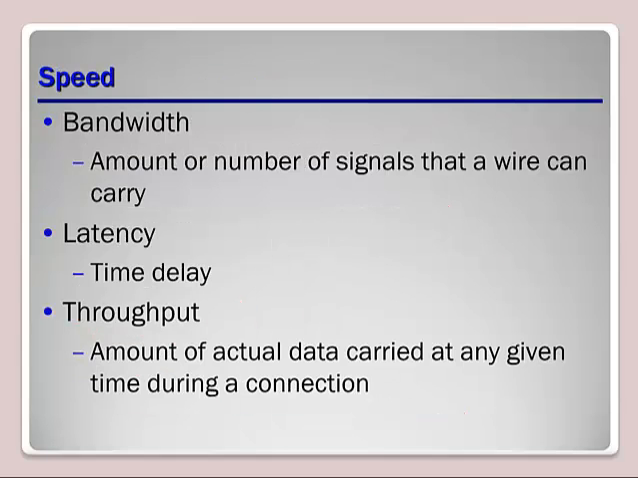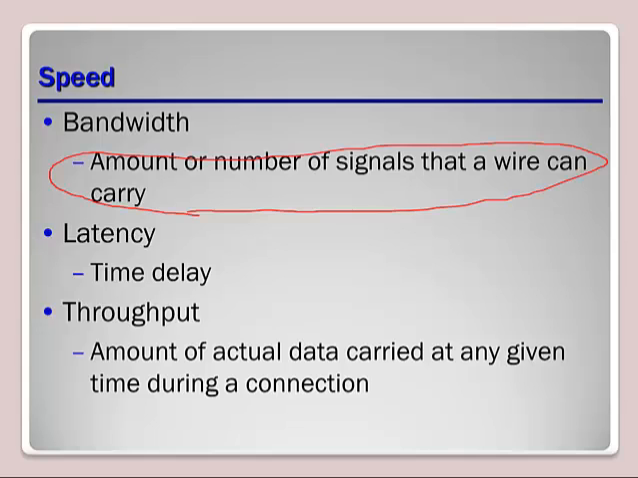All right, so speed. So bandwidth. Bandwidth is the amount or number of signals that a wire can carry. Latency is the delay in time that it takes for a signal to get across the wire. And then throughput is the amount of actual data carried at any given time during a connection. So the bandwidth is the number of signals that a wire can carry, but the throughput is the amount of actual data carried at any given time during a connection.